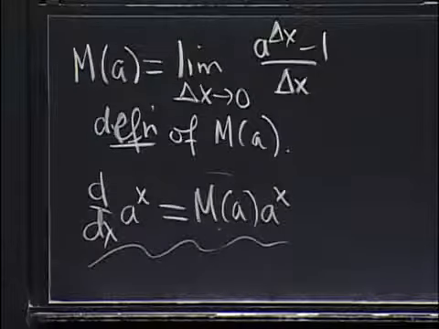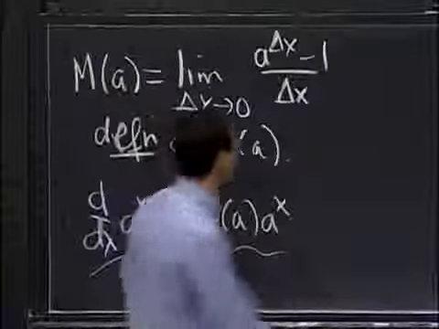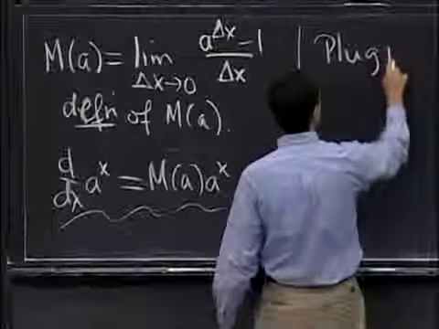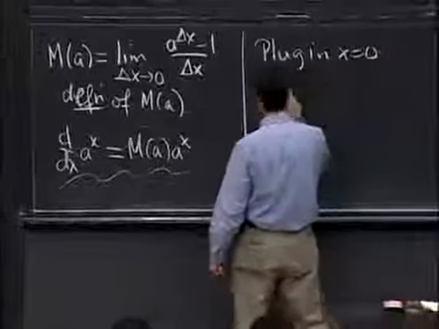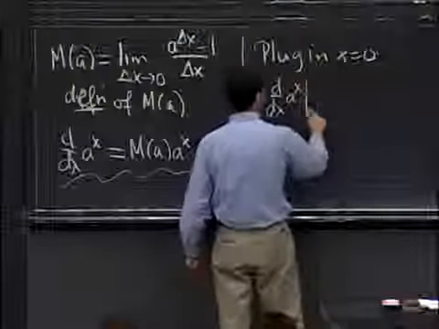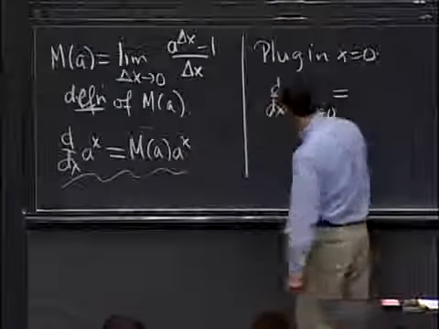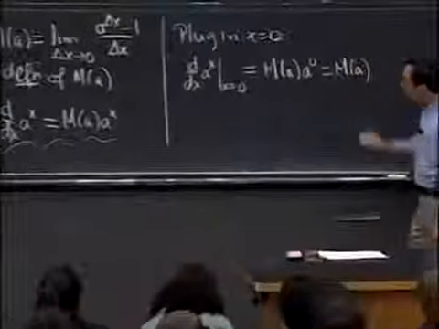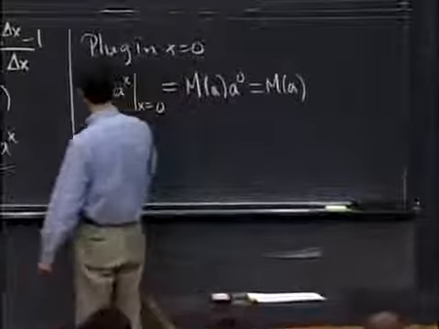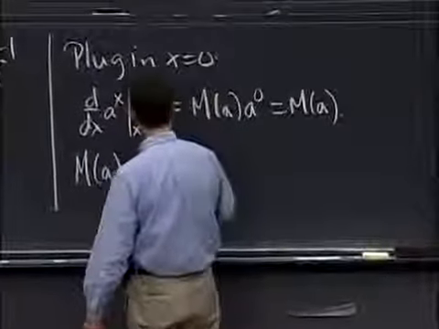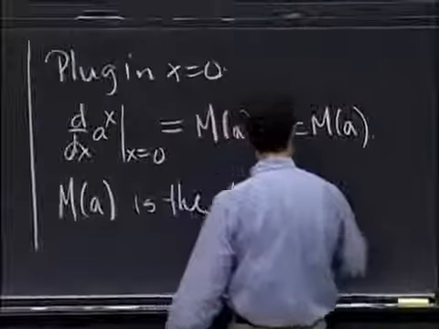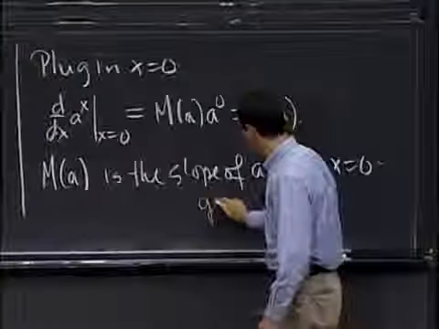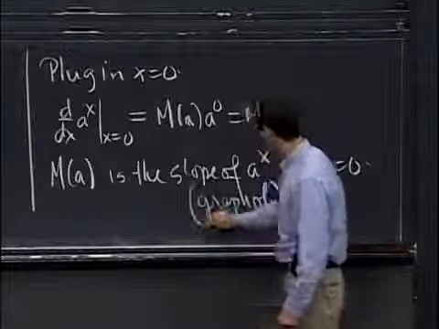So now let me point out two more things about this number m of a. So first of all, if I plug in x equals 0, that's going to be d by dx of a to the x at x equals 0. According to this formula, that's m of a times a to the 0, which is, of course, m of a. So what is m of a? M of a is the derivative of this function at 0, so m of a is the slope of the graph of a to the x at 0.